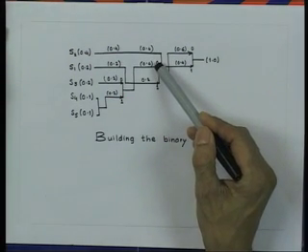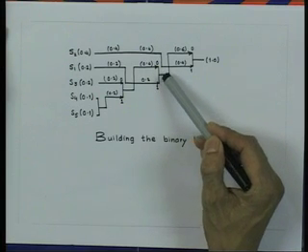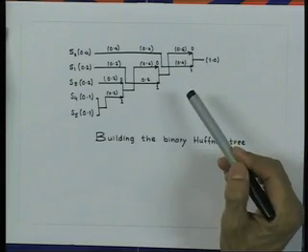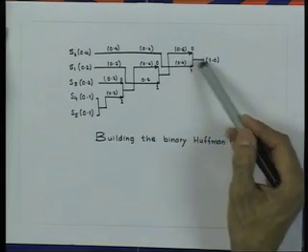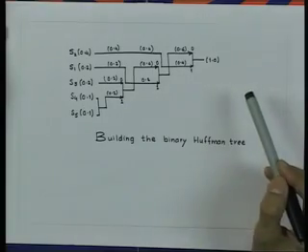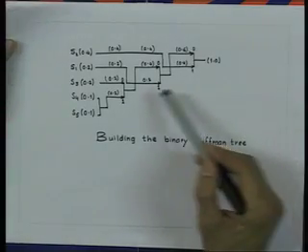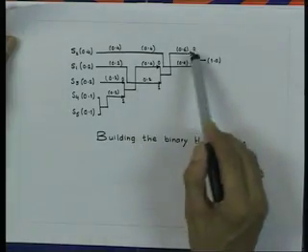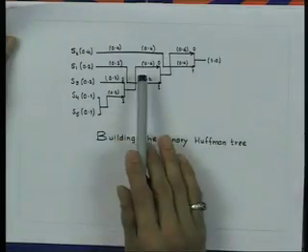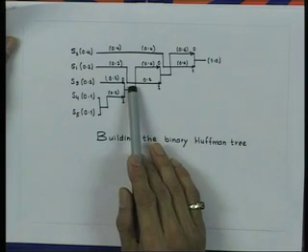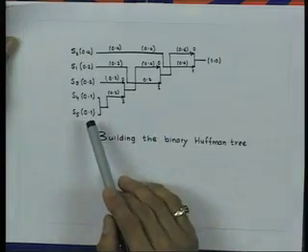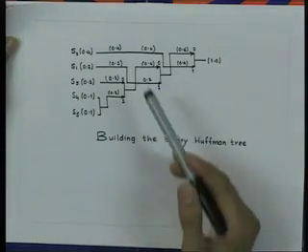Then finally, I again combine this and this node and get a node with the probability of 0.6. And finally, you combine these two nodes to get a probability of 1. So this is the procedure for building the binary Huffman tree. And if you look at this procedure, this figure looks similar to what we had designed in the last class using the concept of sorting in the list.